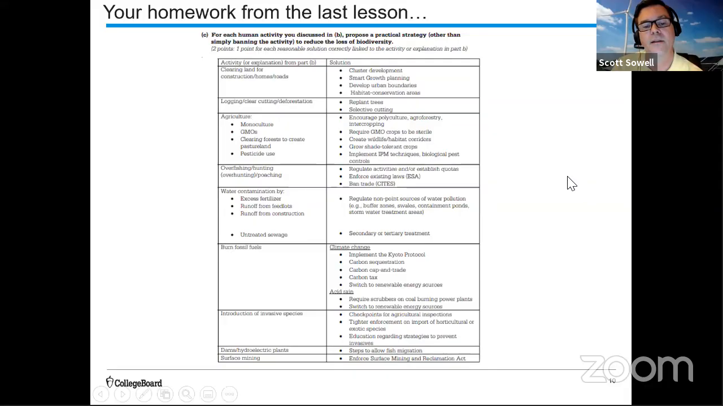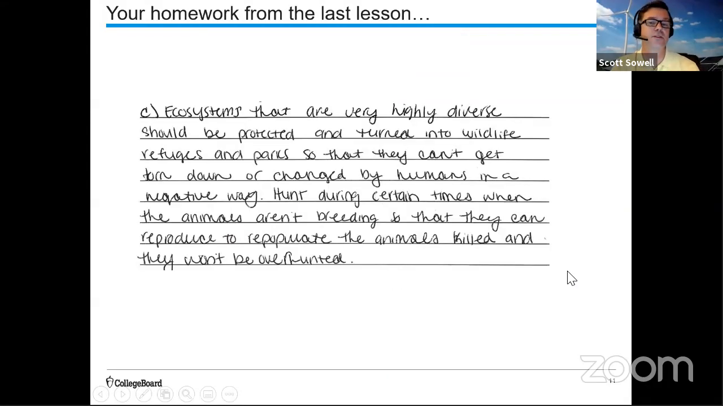But that's probably not one that we'll focus on today too much. So let's see what this person wrote. Remember, their two original things was cutting down trees and hunting. So they start off by saying ecosystems that are very highly diverse should be protected and turned into wildlife refuges and parks so they can't get torn down or changed by humans in a negative way.